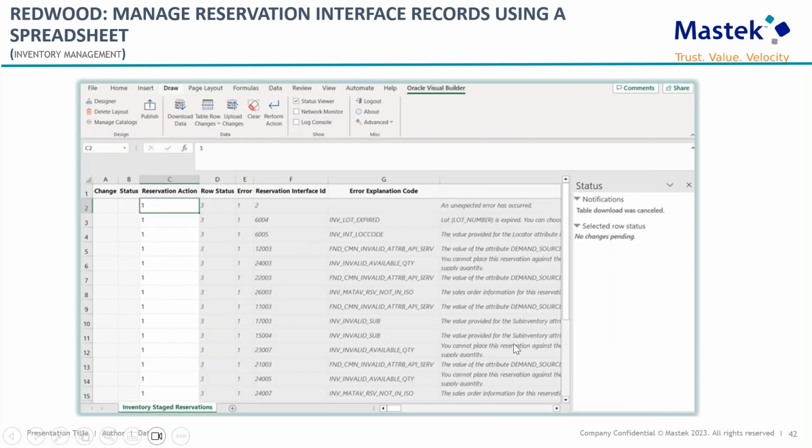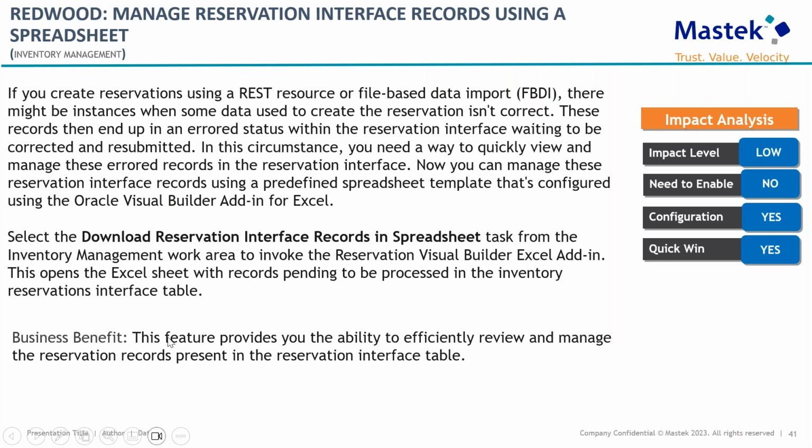This is how the spreadsheet will look like for them once they have downloaded it. And the business benefit is this feature provides the ability to efficiently review and manage reservations. This will actually make the life of the inventory organization people quite easier, because they will be able to manage all these errors, rectify these errors within the spreadsheet itself. The impact is low. We do not have to manually enable it. We do have to do the configuration setup for this, and it's a quick win for the business.